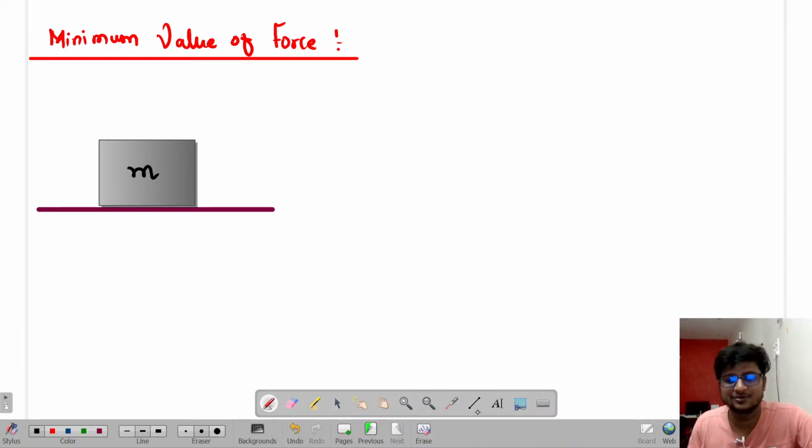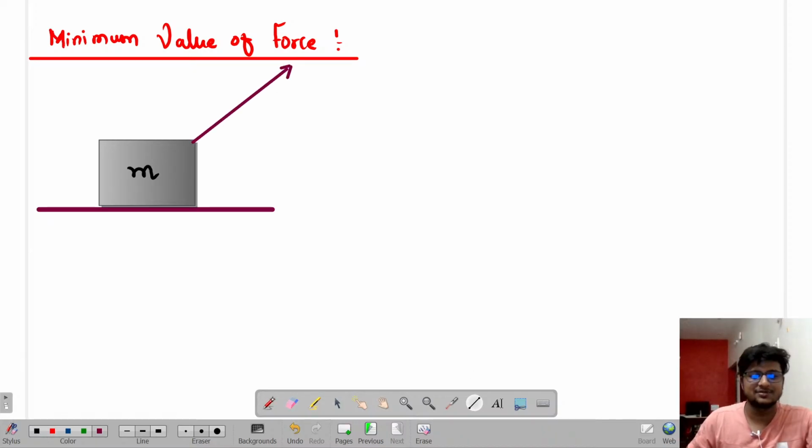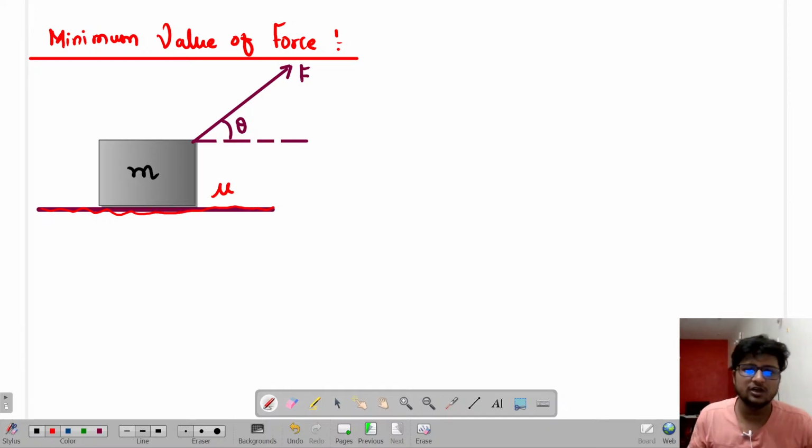Now look over here, let's suppose there is a block of mass m, and this mass m is pulled by some force F at an angle theta, okay. Now this surface is rough, once again the surface is rough, coefficient of friction is mu. Question arises that how much minimum value of this force should I apply such that the whole thing starts to accelerate or starts to move, at least it should move, okay.